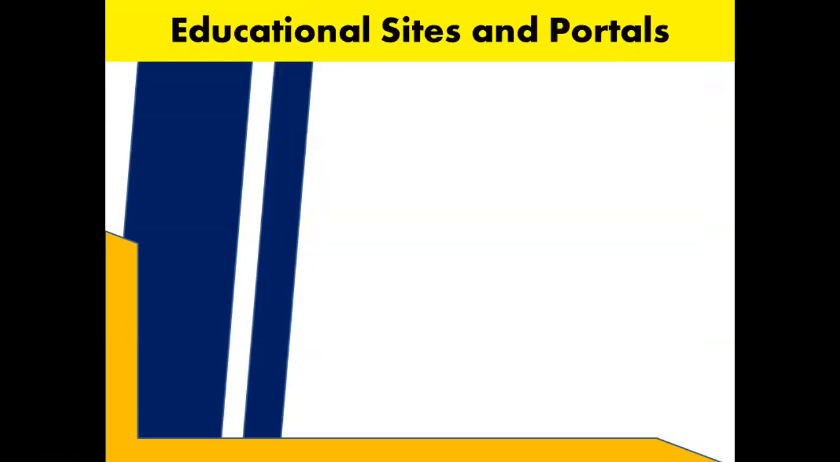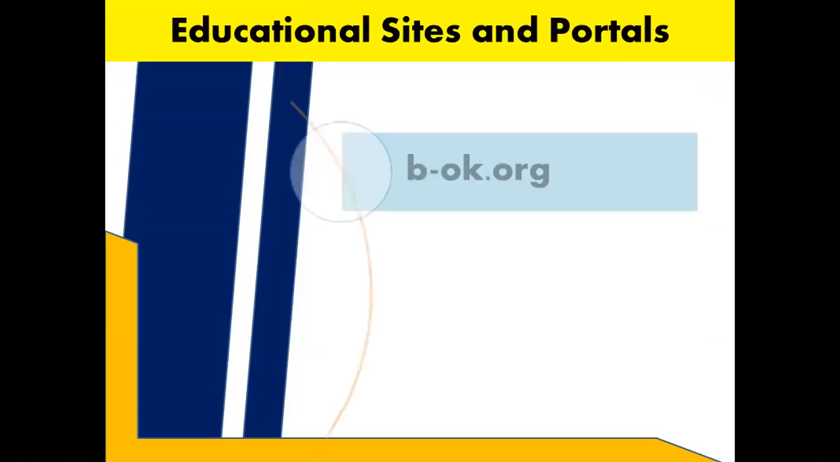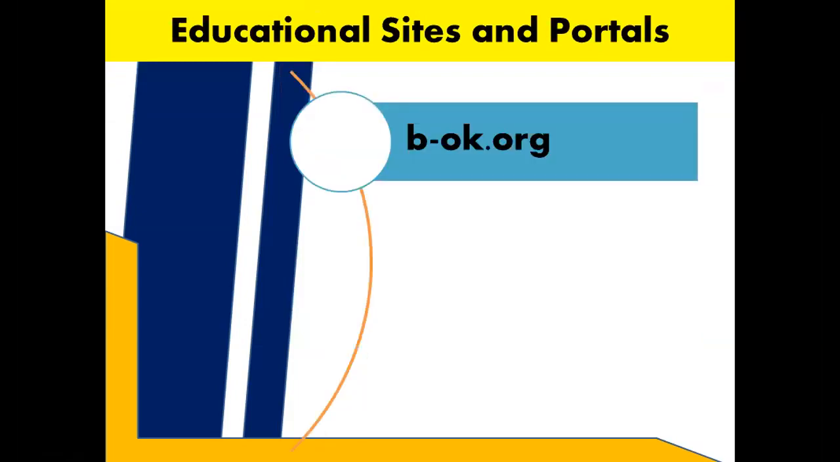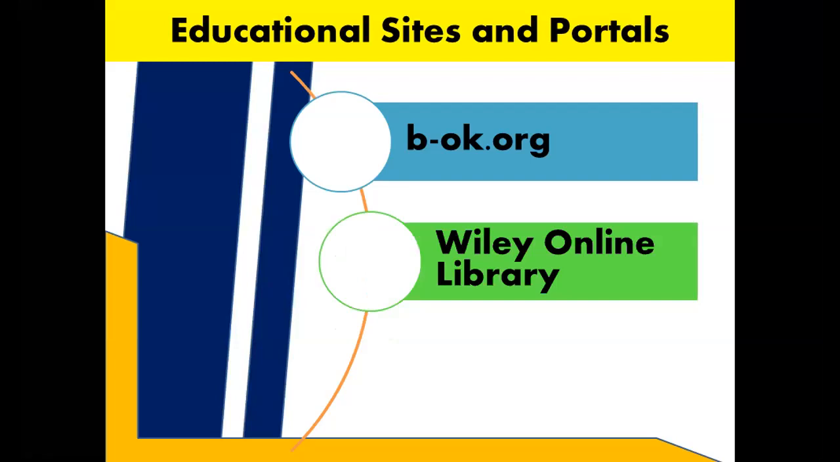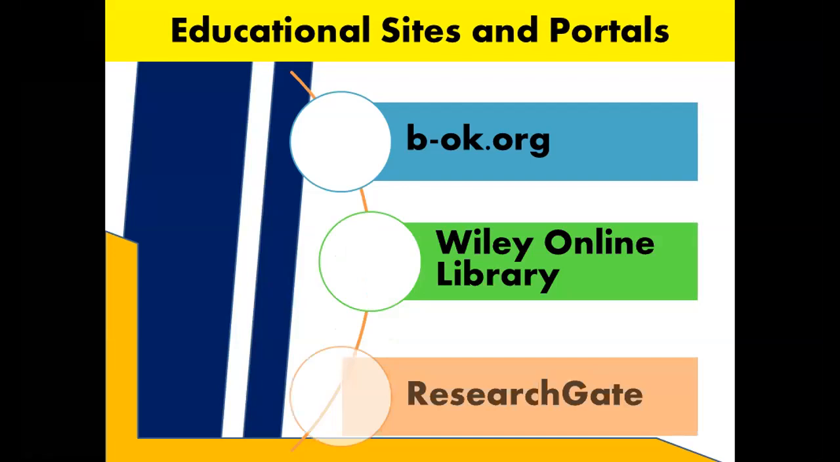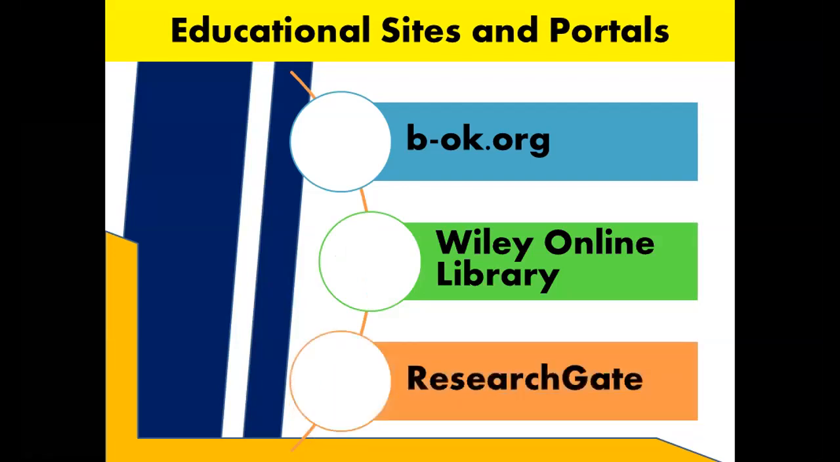What are then a few of the educational sites and portals? I identified a few, but these are not the only educational sites that are being used nowadays. Number one is b-ok.org. We have WOL, the online library. We also have ResearchGate. These are just famous libraries where students or learners can look for different references. It could be published articles, research materials, books, magazines, and so on and so forth.